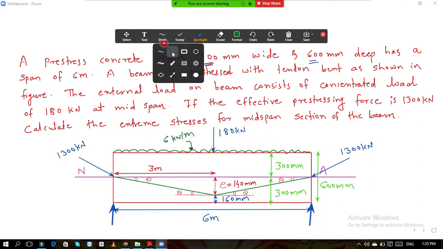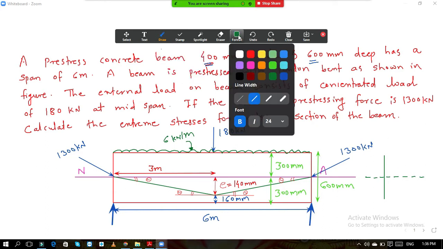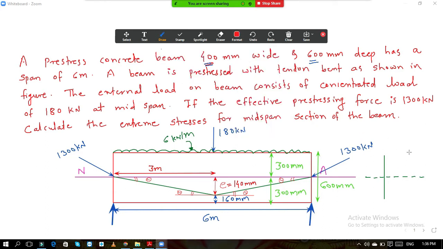I will draw the diagram. See, this is your beam line, and here is your centroid, the neutral axis. Now this is the bent tendon. So here your load is acting like this, and this load is of 1300 kilonewton. I am talking about this end section.